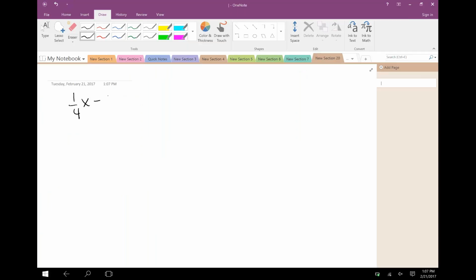Question 15, we're going to solve by clearing fractions. 1/4 x minus 1/6 y is 1, and 1/7 x minus y equals 6. And we're going to solve by clearing fractions. So I need an LCD for the first equation. That would be 12. Okay? So if I multiply everything by 12, let's see what happens.